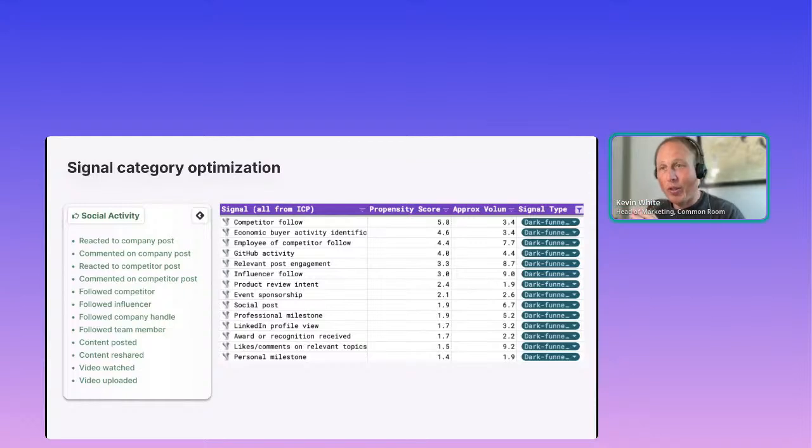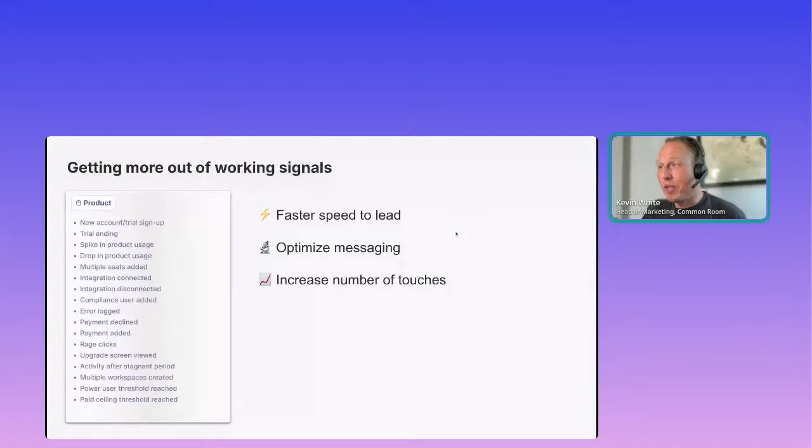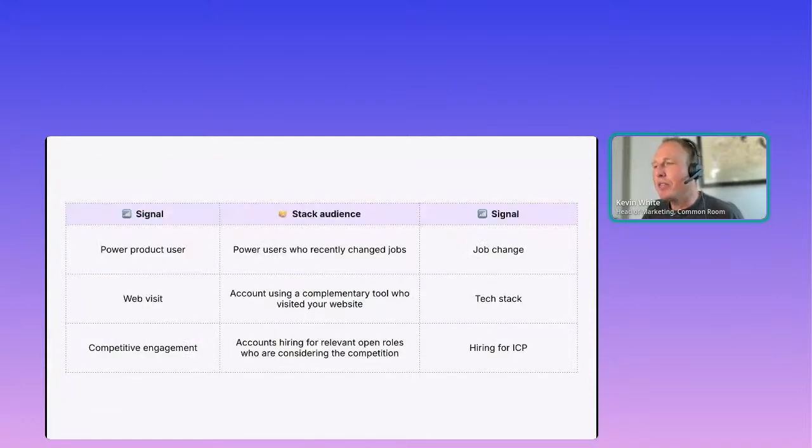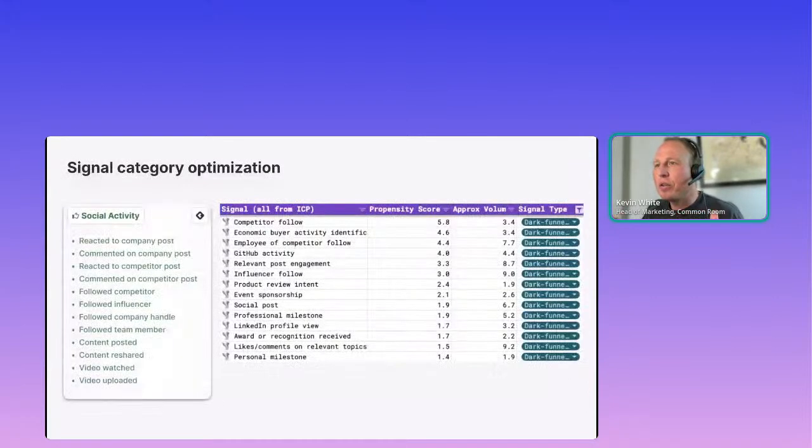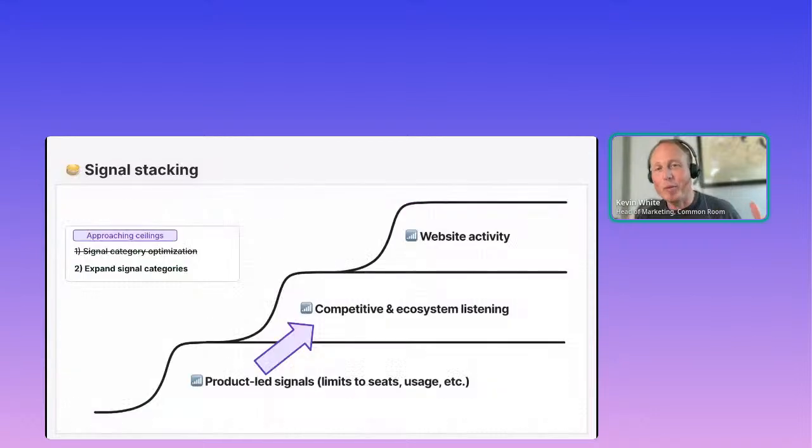Now we're going to go to this other category of social signals and do the same process: what's the propensity score? What's the volume? And then even go back to this. Can we have a faster speed to lead time? Can we make our messaging better? Can we increase the number of touches? Once you start doing those things, it's just rinse and repeat from here. It's like, fill up the signal stack, or the signal S curves, until you're able to fill your team's bucket with the right kind of signal based plays.